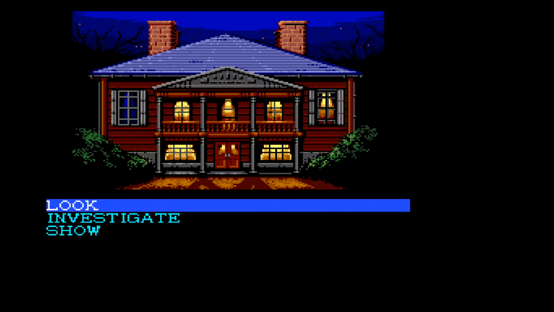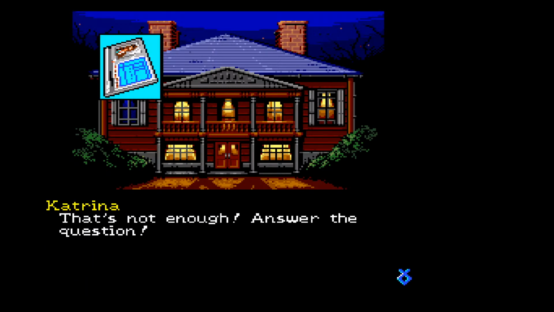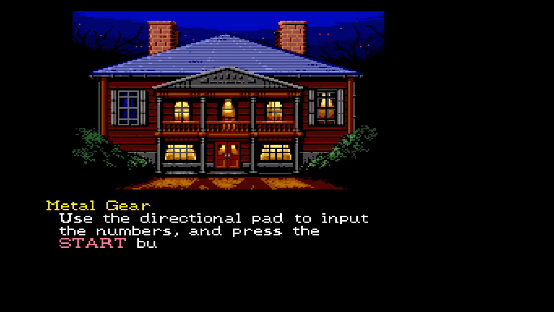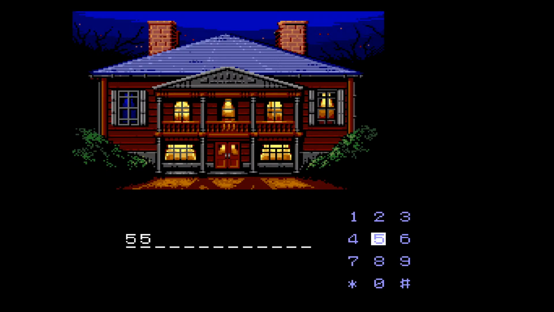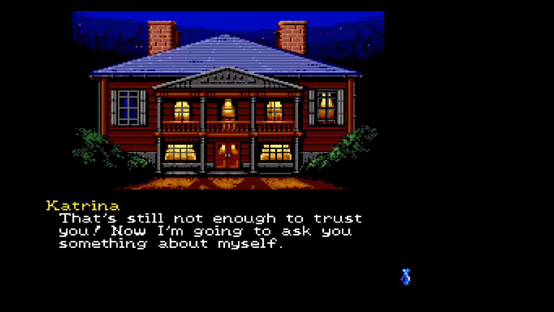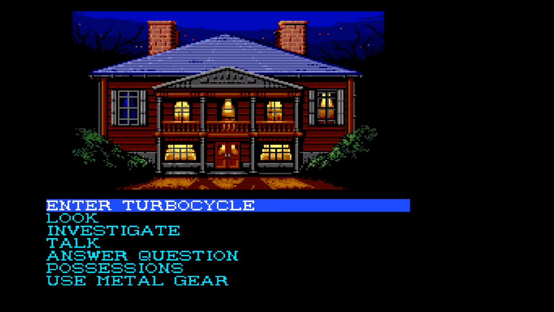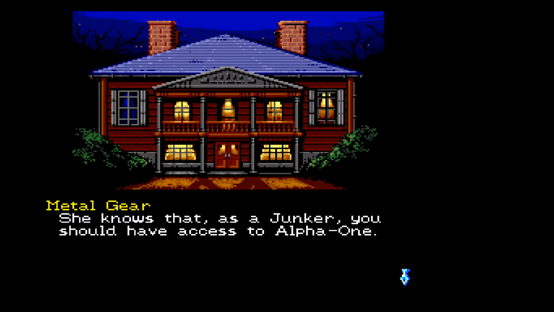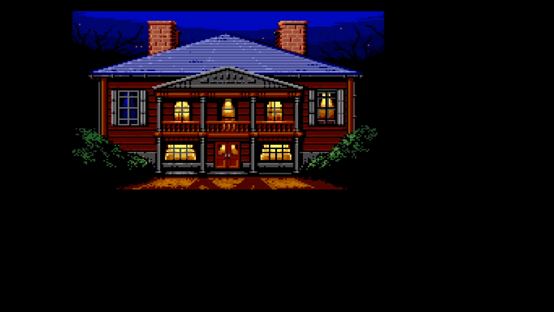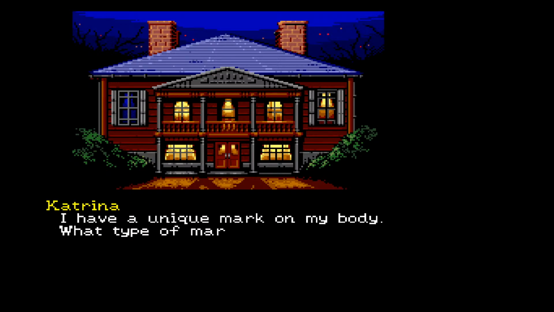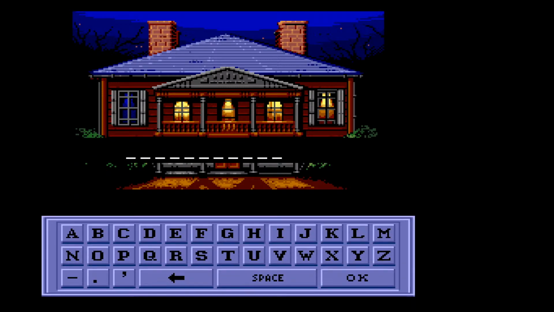Okay, so let's go ahead and show her the badge. Yes, yes, I realize. Goddamn. That's still not enough to trust you. Now I'm going to ask you something about myself. What is it with all these questions? She knows that, as a junker, you should have access to Alpha 1. You saw her data on Jordan, didn't you? She's a very smart girl. I have a unique mark on my body. What type of mark is it? Input your answer and then press start.